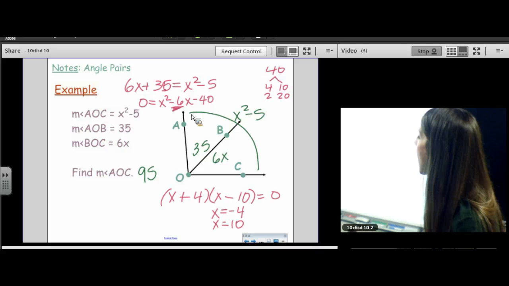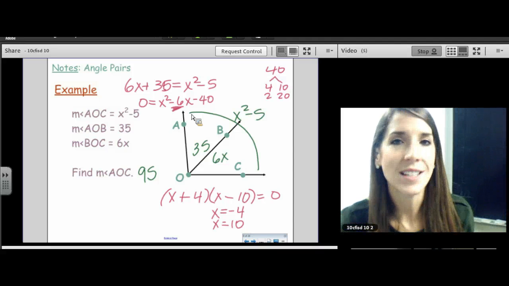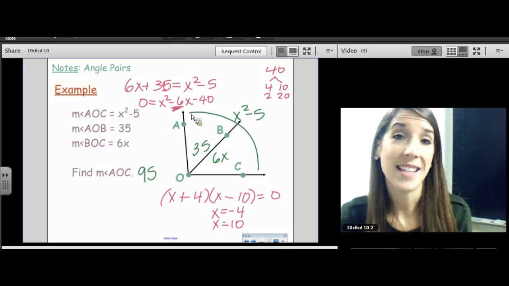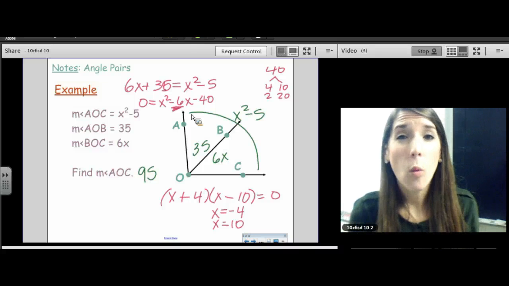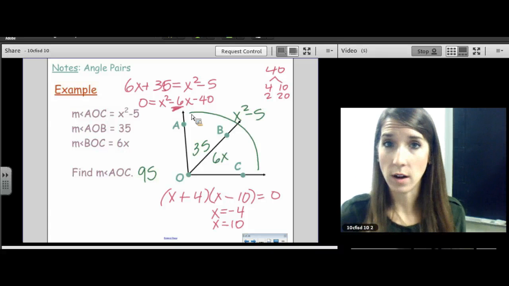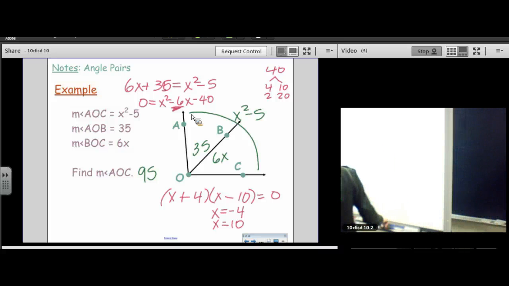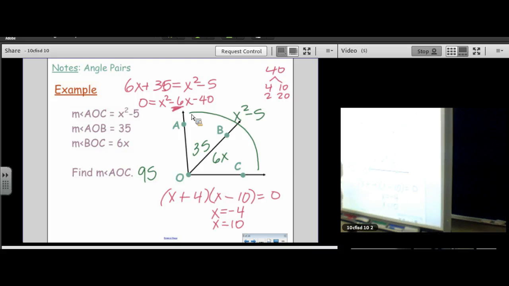Now we have to decide whether we keep one of them or we keep both of them. One of the answers is always going to work. So you're asking, what if they're both negative? Well, one of them, when you plug it in, will work. Sometimes both of them will work. And we have to decide. So in this one, if we plug 10 in to AOC, we get 100 minus 5. Wonderful. It's 95. That works.